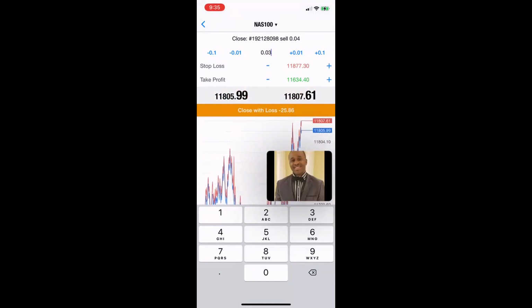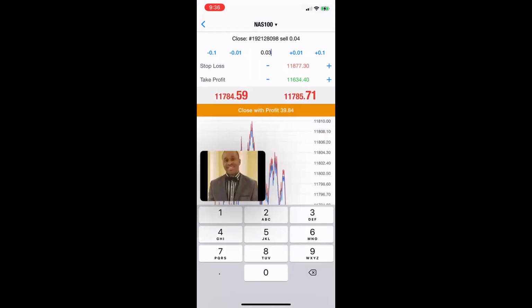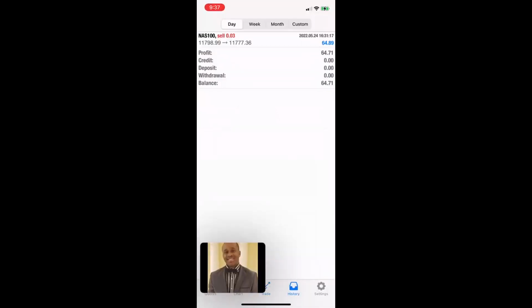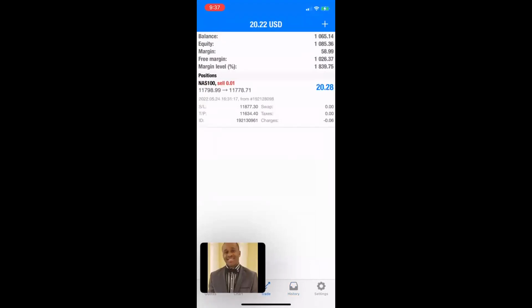Let me pause this real quick. All right, looks like we're getting closer. Let's see. It's getting close. All right, pause this recording again. All right. $64 profit. Bam. Now what I'm going to do is go back to the main chart here and trail my stop loss here.